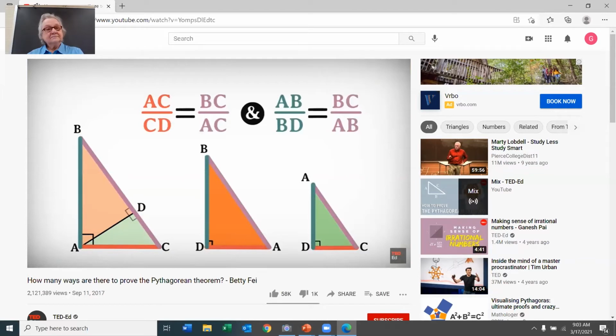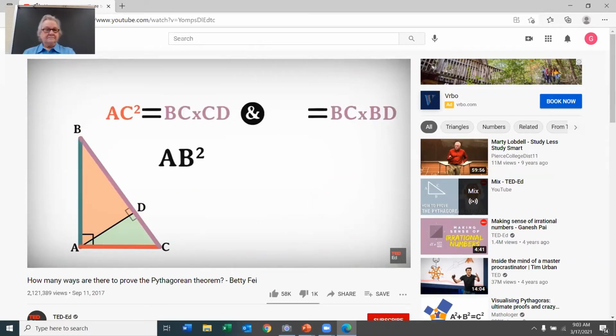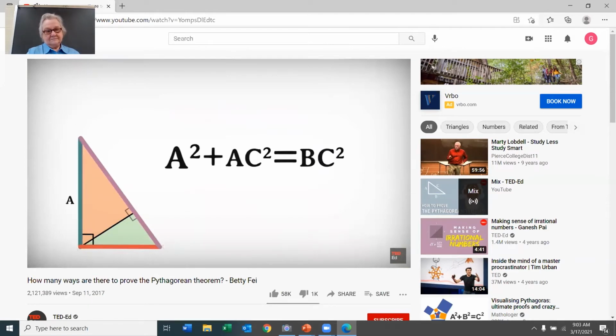Next, rearrange the terms. And finally, add the 2 equations together and simplify to get AB squared plus AC squared equals BC squared, or A squared plus B squared equals C squared.